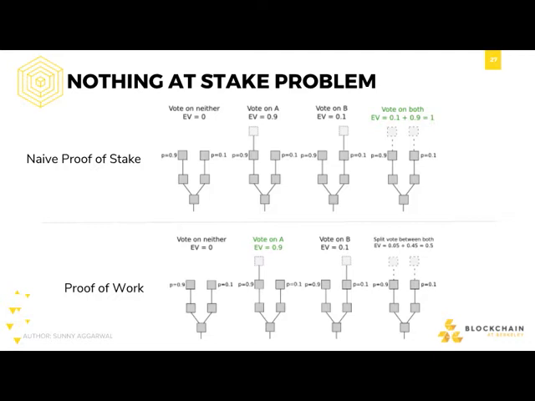Whereas in proof of work, if you vote on neither, your expected value is 0 again. If you vote on A, it's 0.9, B, it's 0.1, but you have to split your vote because you're using your hashing power to vote. So that means you can only dedicate 0.5 of your hashing power to one fork and the other. So your expected value on voting on both is much lower than voting on A, which has a really high expected value.